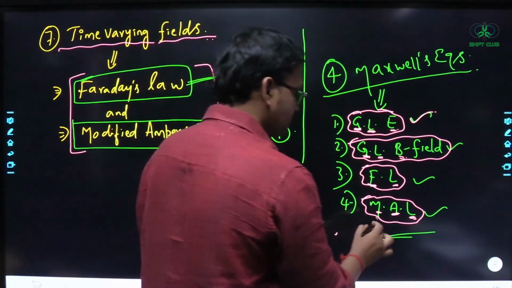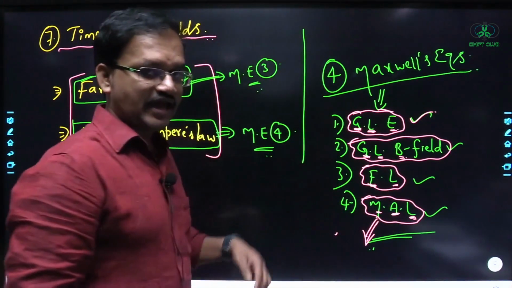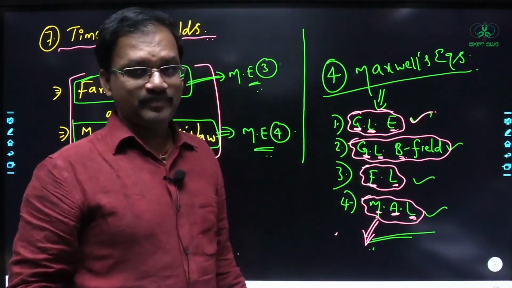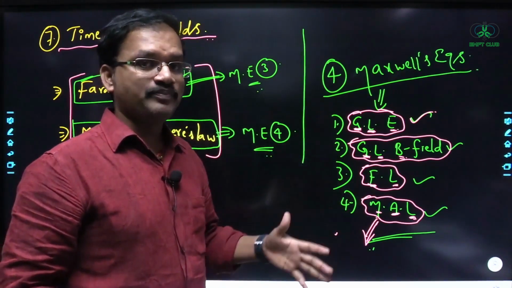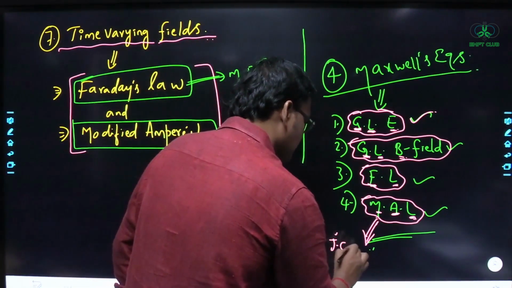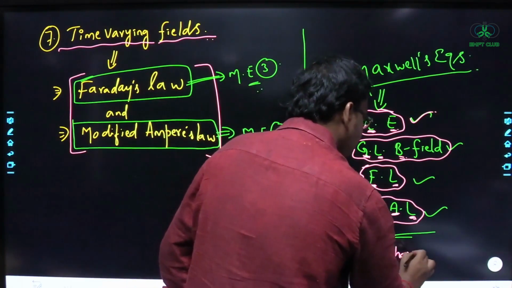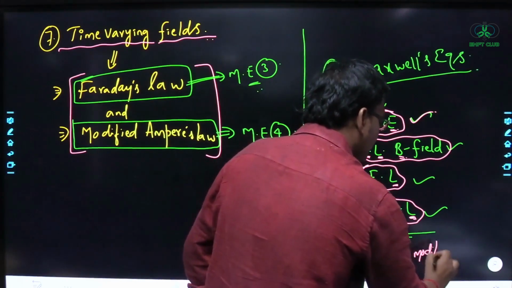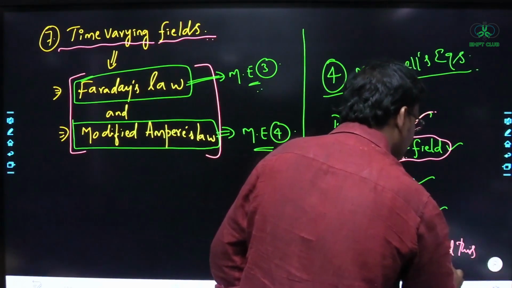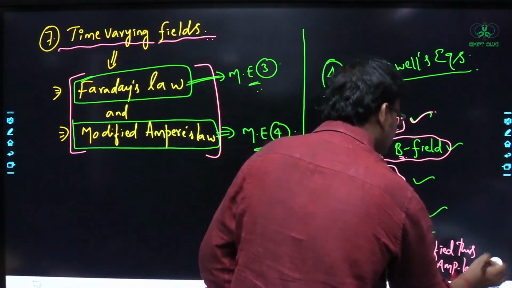And the contribution for this modified Ampere's law: actually Ampere's law is given by Ampere, but who has modified Ampere's law is nothing but James Clerk Maxwell. James Clerk Maxwell has modified this Ampere's law. So that's why it is called a modified Ampere's law, right?